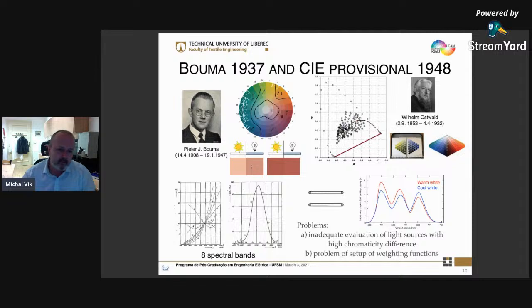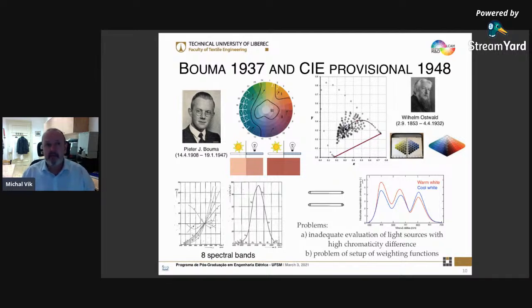Light samples appear much different in comparison to the dark samples. That was one problem. Also, Bouma found that increased saturation of colors caused an increased shift of these colors under different light sources. Unfortunately, as you can see, Dr. Bouma passed away in 1947. That means he hadn't sufficient time for development of a new method.